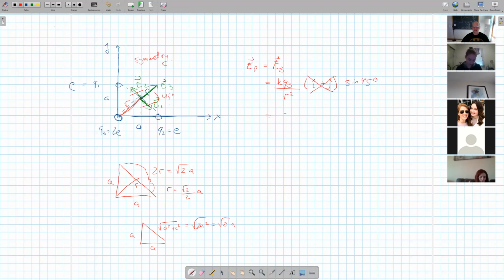So finally this says then that I can write this as K times Q3 divided by square root of 2 divided by 2 times A squared, all then times sine of 45 degrees.